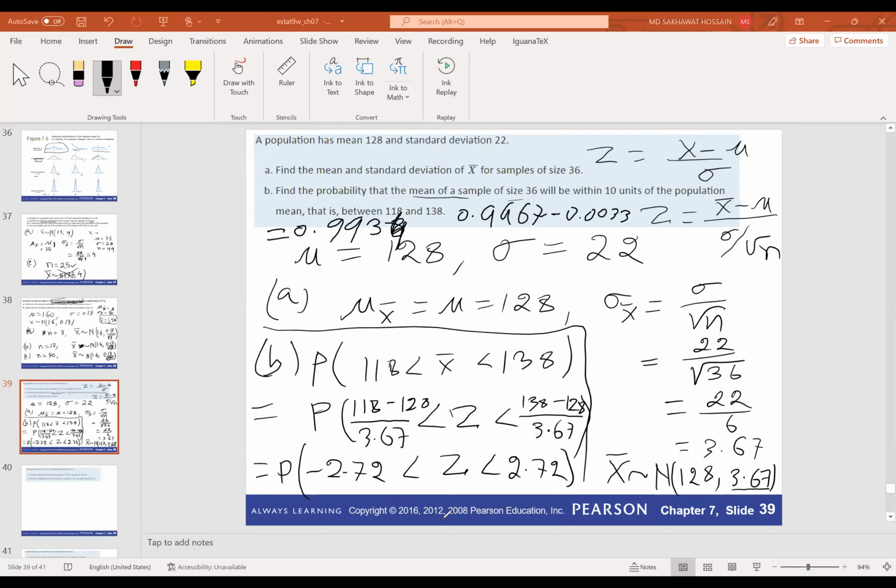Yes, for negative 2.72, that's correct, this is 0.0033. But we have to find the area between these two numbers, right? Negative 2.72 and 2.72. If you look at 2.72, it will be 0.9967, and for negative 2.72, it is 0.0033. So we have to take the difference of these two numbers, and that will be 0.9934. So the final answer will be 0.9934.